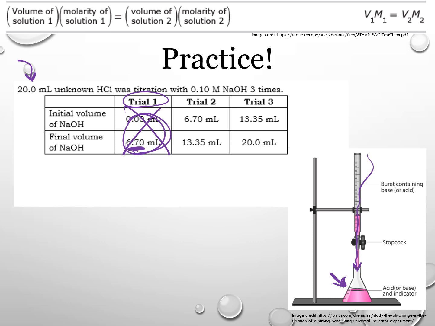So we're going to throw out trial 1, but I did use this to make sure that we didn't go too far in trials 2 and 3. To figure out the volume of base that we used in trial 2, I have to do some subtraction. So I didn't fill my burette back up to 0, but instead we started at 6.70 and we dripped down to 13.35. To find the volume, we're just going to subtract 13.35 minus 6.70, and that's going to give us 6.65 milliliters.